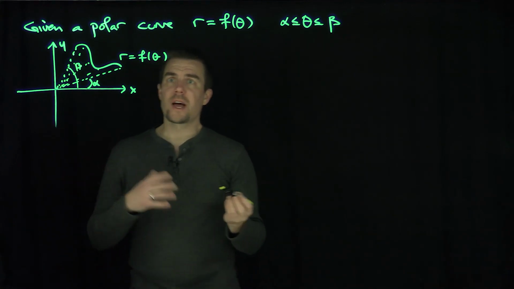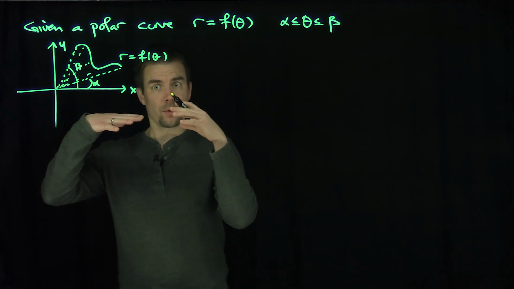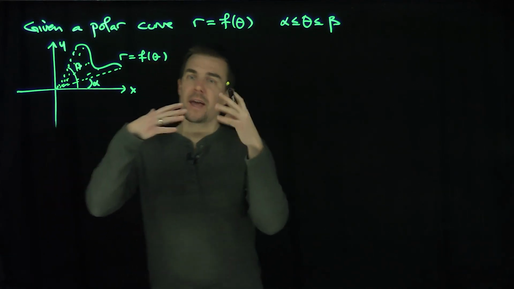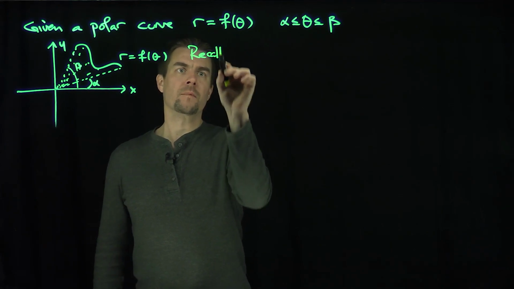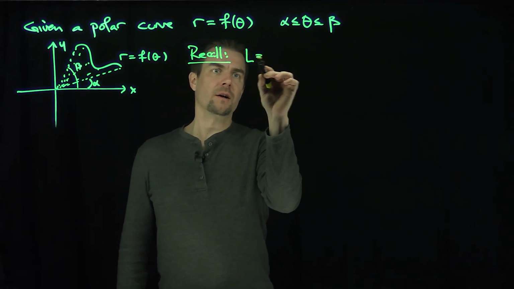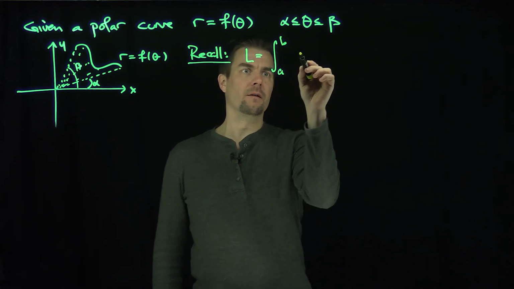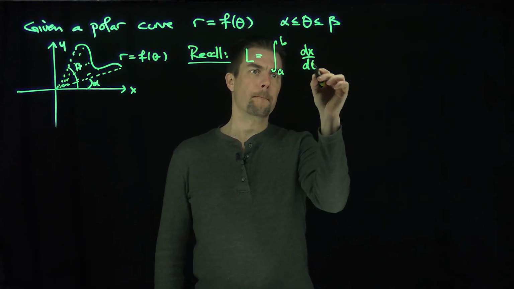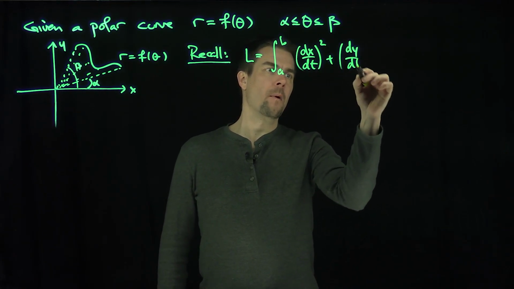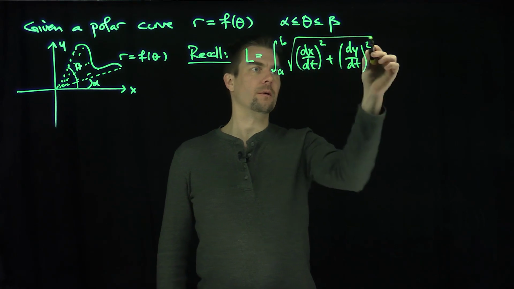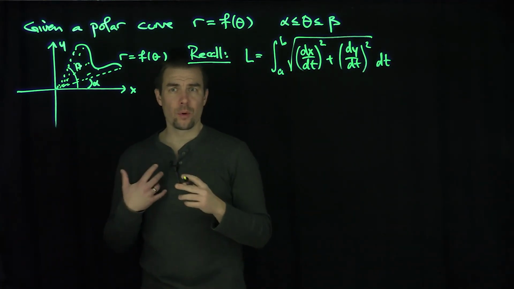And so I have two questions to ask. I'd like to ask, what is the area underneath this polar curve between that and the polar axis, and what is the arc length of this thing? So let's recall that the length of arc of a curve is just the integral from a to b of the square root of (dx/dt) squared plus (dy/dt) squared, dt. Well, now what is x and what is y in polar coordinates?